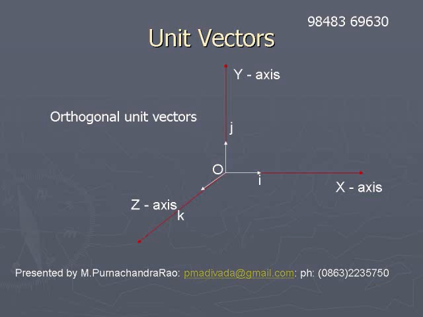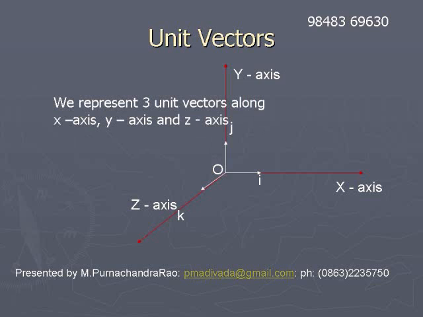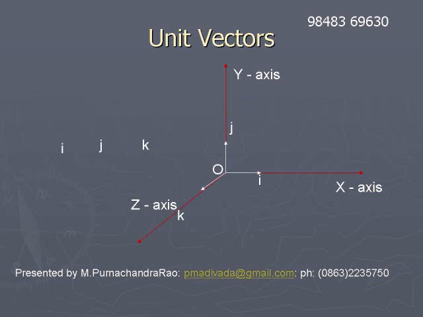Orthogonal unit vectors. We take 3 unit vectors along the x, y and z axes, named i, j, k. The unit vector along the x-axis is termed small i, the unit vector along the y-axis is termed small j, and the unit vector along the z-axis is taken as small k. These are known as the unit vectors along the x, y, z axes.